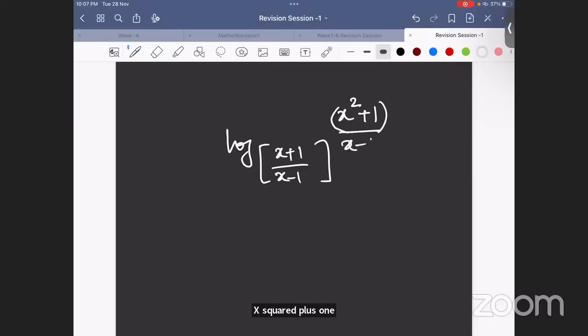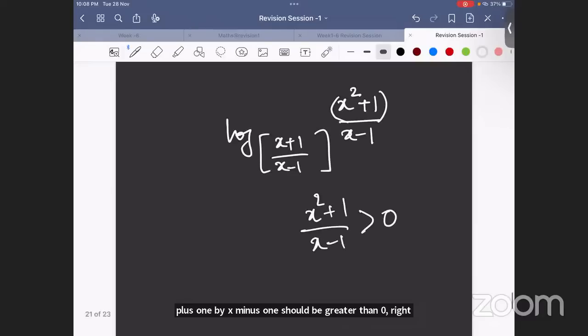So I have a doubt in this. The domain is considered to be minus 1 to 1, and I'm getting minus 1 to 1, but the doubt is whether minus 1 and 1 are included. According to this base, I'm getting x plus 1 by x minus 1, so minus 1 and 1 should not be included, because x plus 1 by x minus 1 should be greater than 0, right? And x square plus 1 upon x minus 1 should be greater than 0.